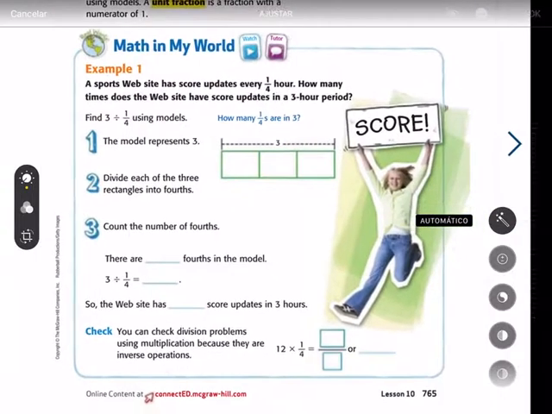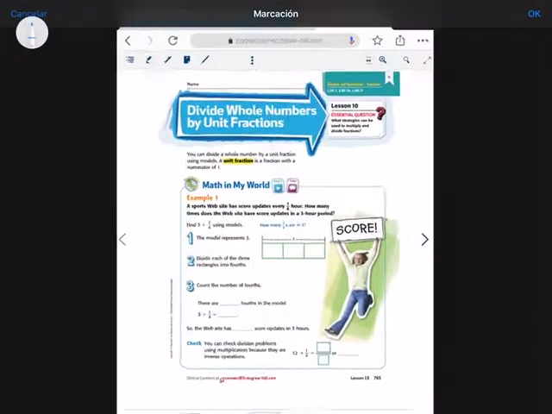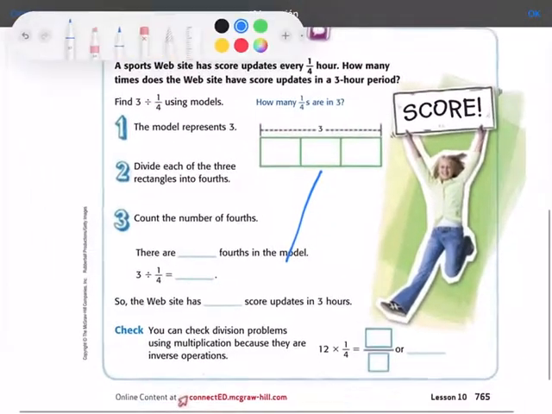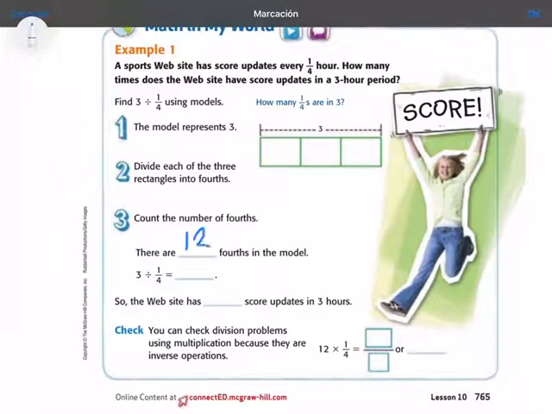It says, a sports website has score updates every quarter of an hour. How many times does the website have score updates in a 3-hour period? So we divide 3 by quarters. It's the same. We multiply 4 times 3. It will be 12. I didn't put a marker, sorry. There are 12 fourths in the model. So 3 divided by a quarter is 12. So the website has 12 score updates in 3 hours.